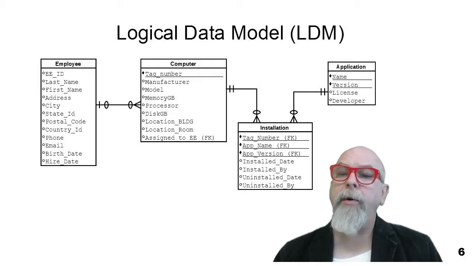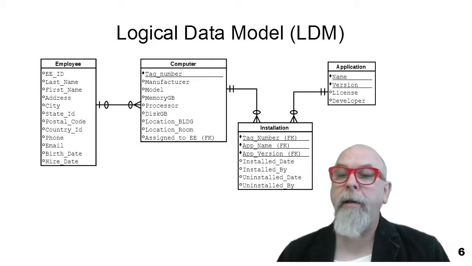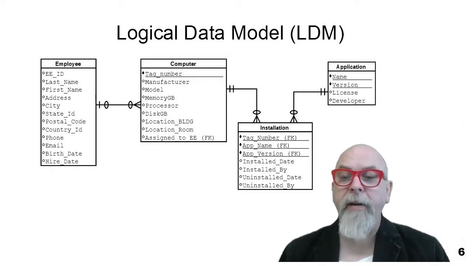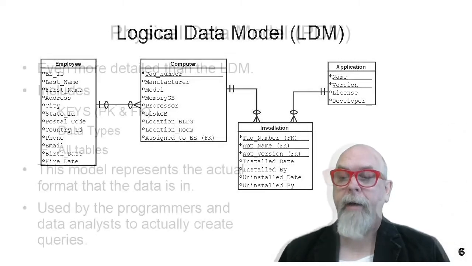I would also assume that on the installation table, installed by and uninstalled by would also be foreign keys to the employee table, because it was an employee that installed it or uninstalled the software. But again, we're just trying here to get a full understanding of the logical nature of the data. And I think right now this would be a decent, not perfect, but a pretty good logical data model.